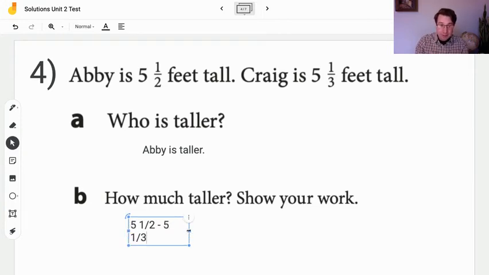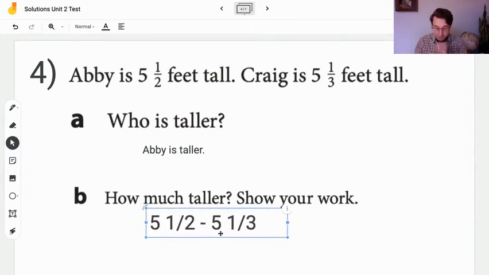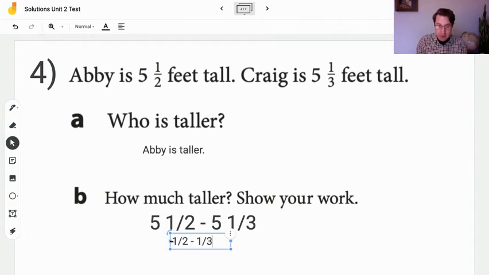And actually, the whole number here on the mixed numbers is kind of just in the way because they're 5, they can cancel out. So this actually turns into 1/2 minus 1/3. And then that is a lot easier to do. This will have a common denominator of 6, right? Lowest common multiple of 2 and 3 is 6. 2 times 3 is 6.